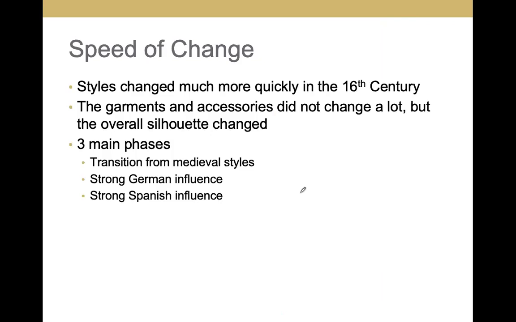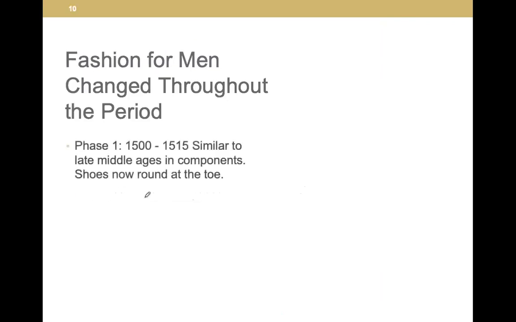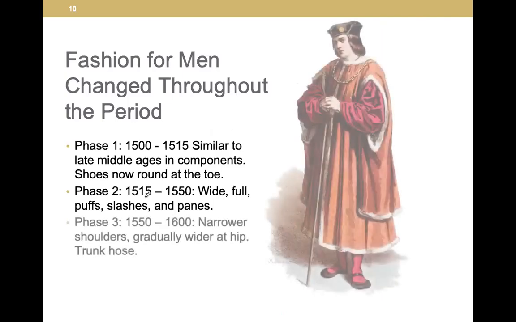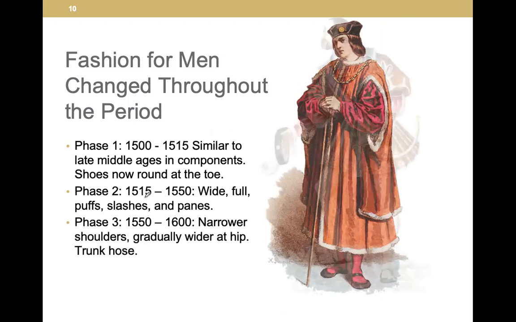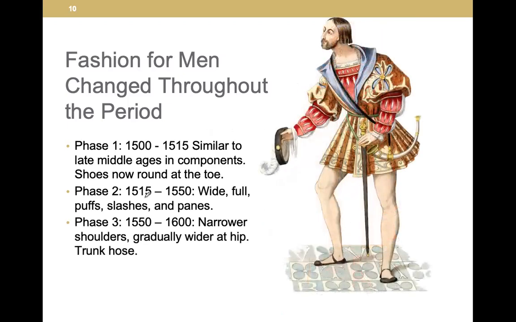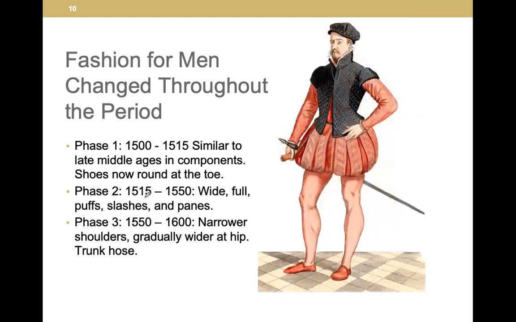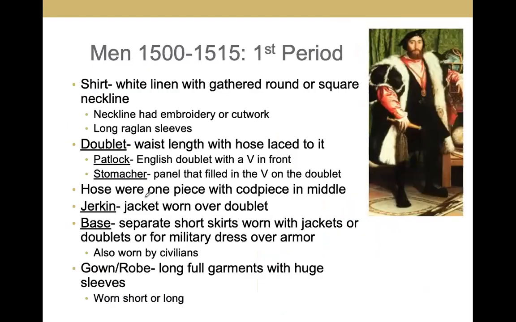We do need to note here that fashion starts changing much more quickly. So while we're only covering 100 years, we see three distinct changes in style. And so we will go through those changes for both men and women. So for men in the first stage, it was more of a transition from the late Middle Ages. In the second phase, we see wider breeches with slashing and painting. And then in the third phase, we see a more narrow top where the doublet is with wider hips.